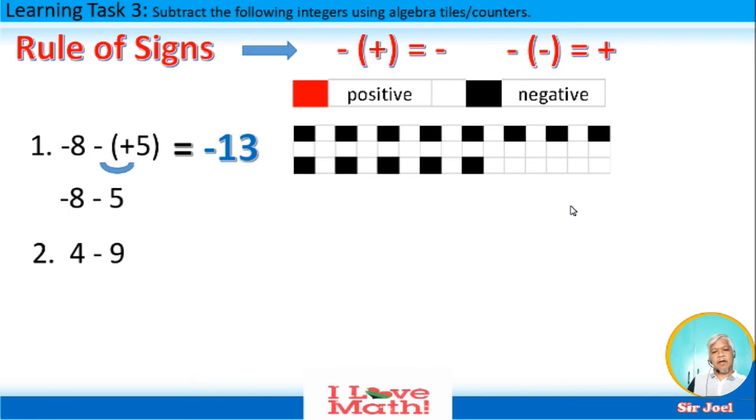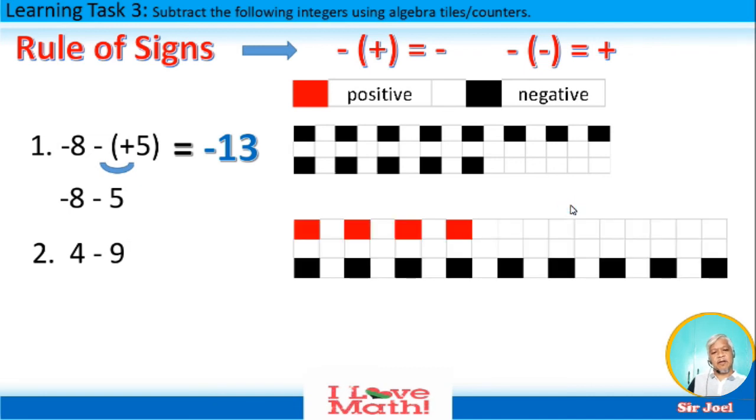Well, 4 minus 9. So, wala na tayong rule of signs na i-apply, kasi iisa lang yung tanong. 4 minus 9. How can we answer this problem? Gawa ka ng 4 being positive 4. 4 red, dahil positive 4. Tapos 9 blocks kasi negative 9. Nasusundan natin? Again, in 4 minus 9, that is positive 4 and then negative 9.